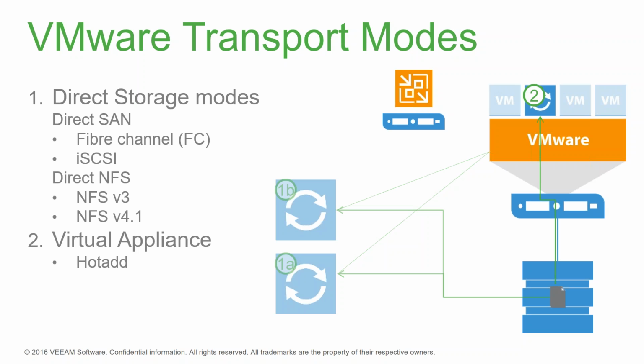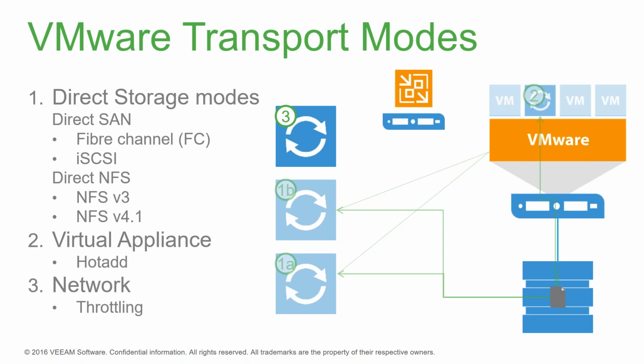Now our second mode is the virtual appliance mode. This uses VMware's hot add to pull the data right up through the host. And our last mode is the network mode where we're going over the network. Now you'll notice one thing about these is that they're not pushing data through the backup server. The backup server is just our main coordination point, which is the way that the product is designed. We're not going to pull all the data through that backup server. It's an important piece, but it's not that important.